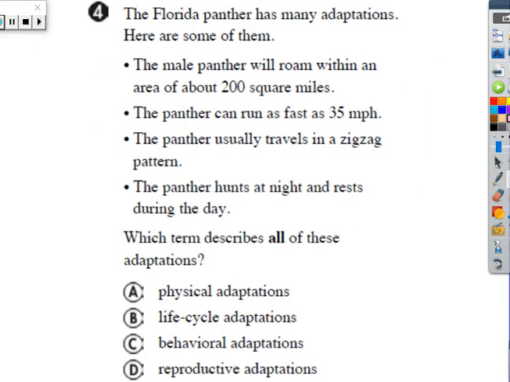The Florida panthers have many adaptations. Here are some of them. The male panther will roam within an area of about 200 square miles. The panther can run as fast as 35 miles an hour. A panther usually travels in a zigzag pattern. A panther hunts at night and rests during the day. Which term best describes all of these adaptations? Is it a physical adaptation, a lifetime adaptation, a behavioral adaptation, or a reproductive adaptation?